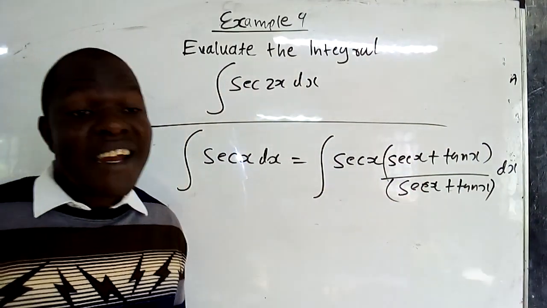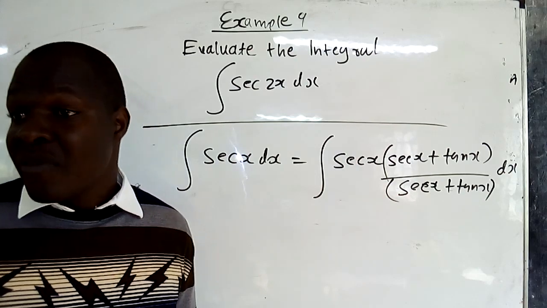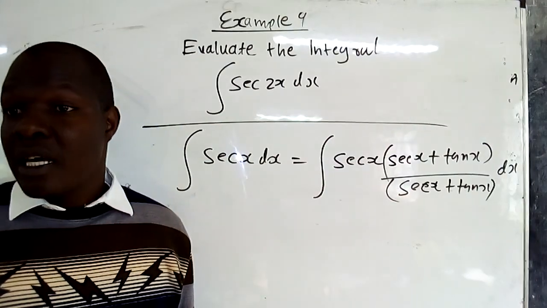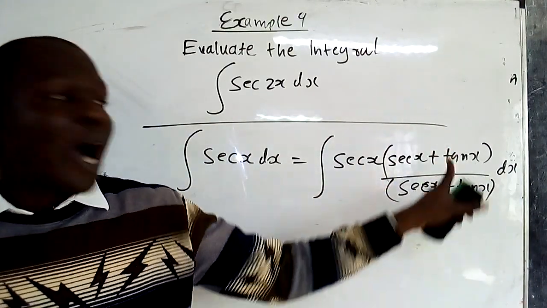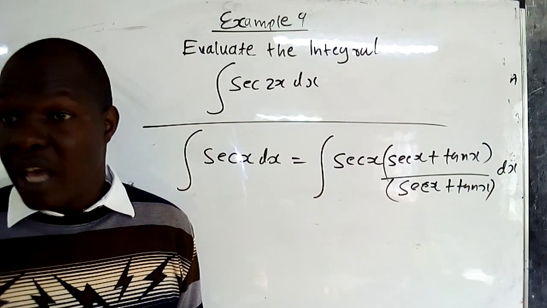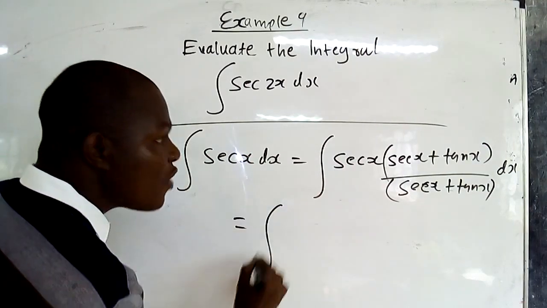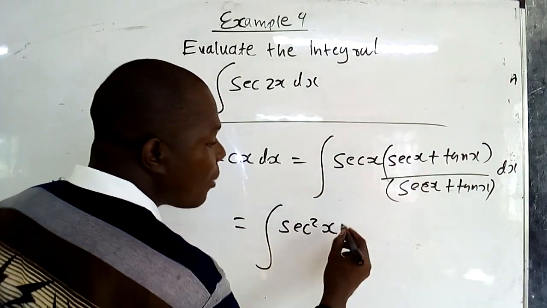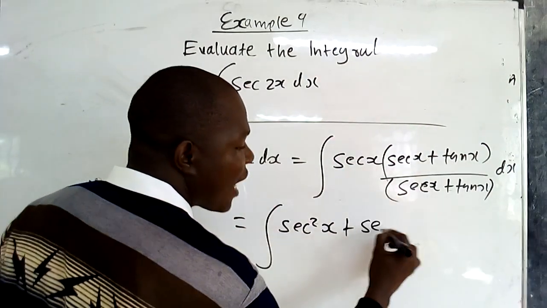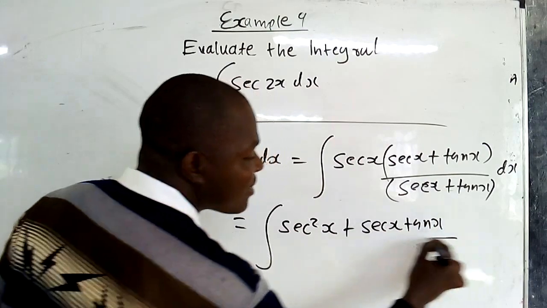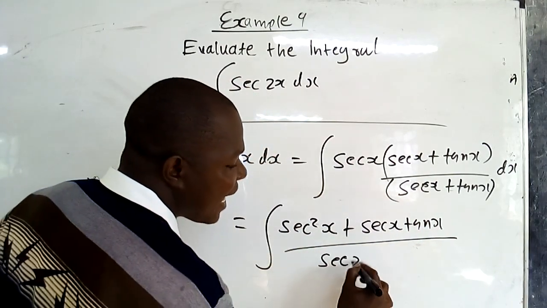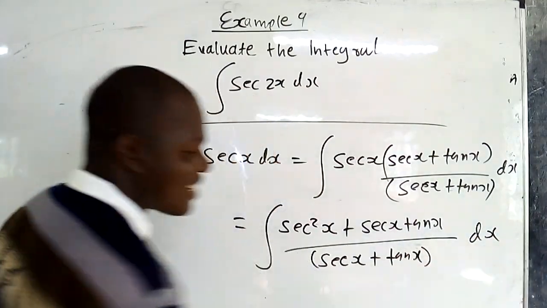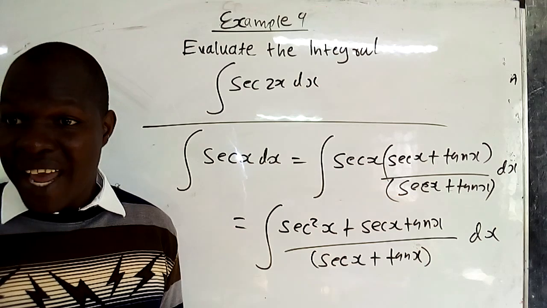It is because of standard integration. You multiply both numerator and denominator by sec x plus tan x. It's like you are multiplying with 1 because this is the same thing. So sec x times sec x gives sec squared x, then plus sec x times tan x gives sec x tan x, then everything is over sec x plus tan x. This is now what you are integrating.